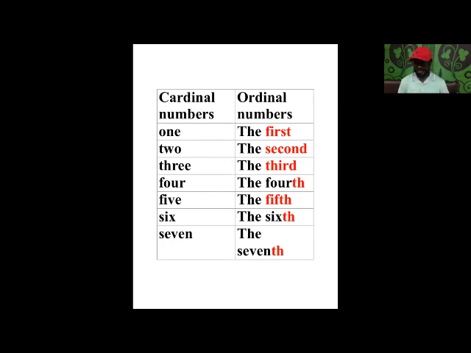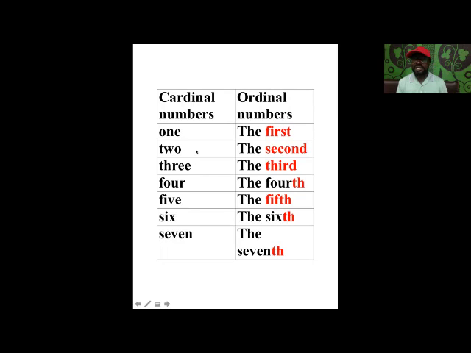Next, cardinal numbers and ordinal numbers. 1, 2, 3, 4, 5, 6, 7. Those are called cardinal numbers. 1, the ordinal of 1 is the first. When you are using ordinal numbers in a sentence, you must add the word the.